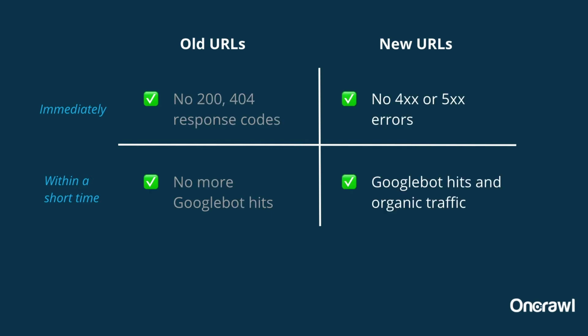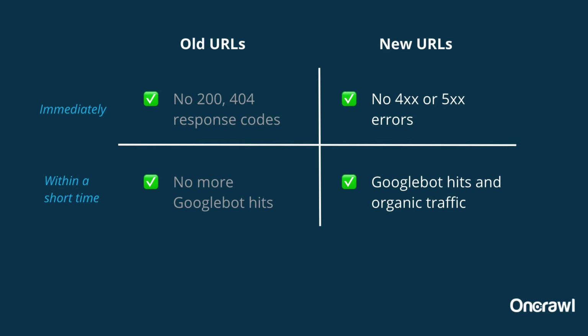With your new URLs, you want to know immediately that there are no major errors with your migration, so you don't want to see 404 or 500 level errors with your new URLs. And then within, again, a short period of time, you do want to see an increase in Googlebot hits and in visits from search engine users, which in Oncrawl we call SEO visits.